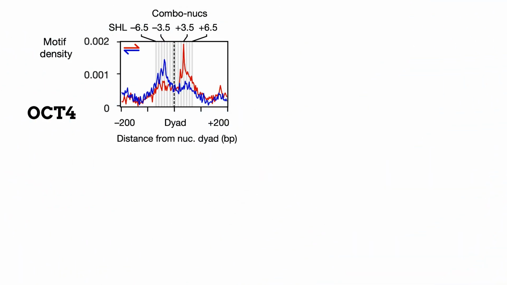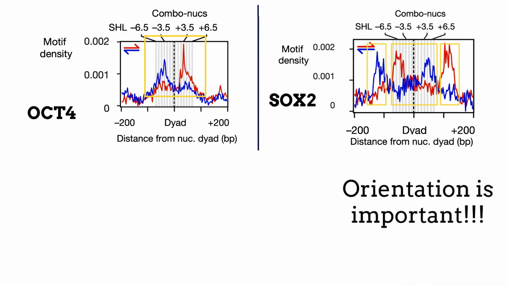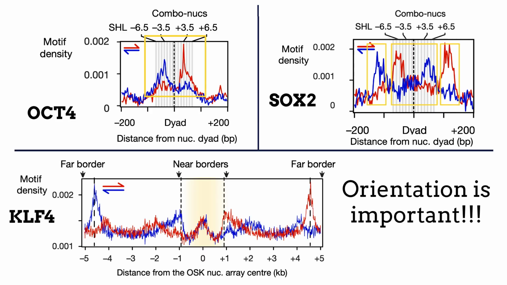OCT4 motifs clustered between superhelical locations 3.5 and 6.5 on nucleosomes, while SOX2 motifs were enriched near the dyad and in linker DNA, but critically in orientation-specific patterns. KLF4 motifs flank the arrays at what they termed near and far borders, acting as boundary elements.